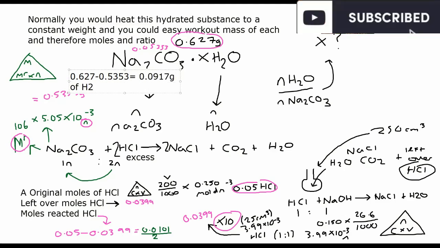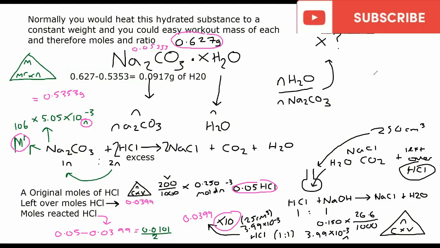Do you know the Mr of water? You've got 2 hydrogens and an oxygen. It's 18. So you divide your mass of water, 0.0917, by 18. We now finally have our moles of water. We have 5.09 times 10 to the minus 3 moles of water. Pretty similar, right, to the moles of sodium carbonate, 5.05 times 10 to the minus 3.